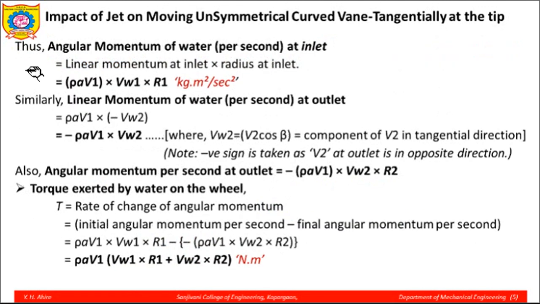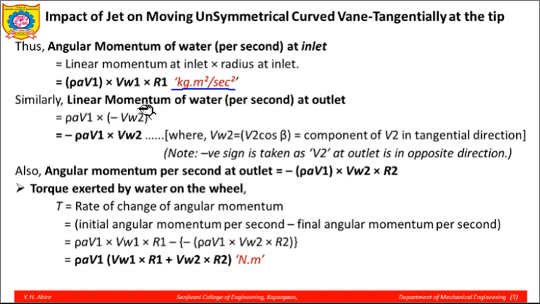Now, having known linear momentum, we can calculate angular momentum. So the angular momentum of water per second at inlet is the product of the linear momentum of water at inlet multiplied by the radius of the wheel at the inlet. This product gives you the angular momentum at the inlet for the water. This is equal to the linear momentum rho A V1 into Vw1 into the radius at inlet R1. Its unit will be kg meter square per second square.